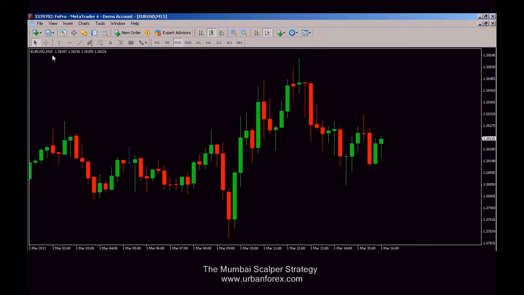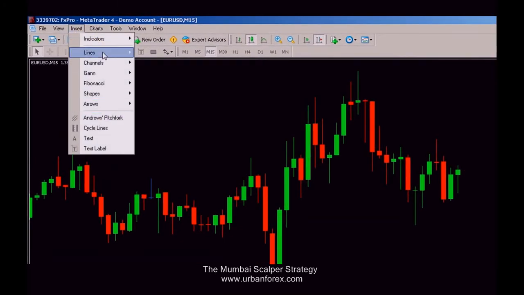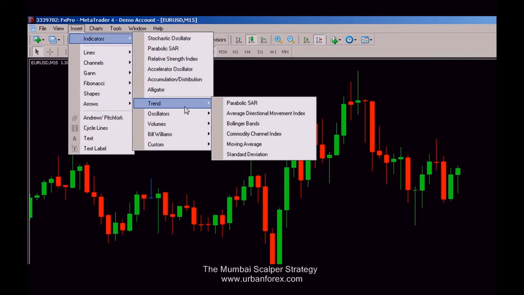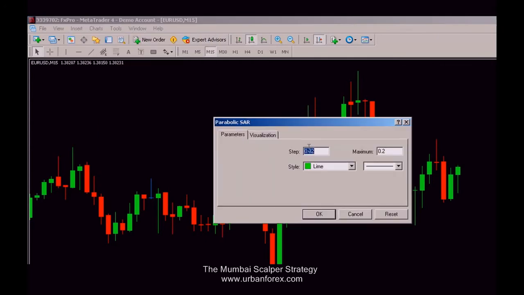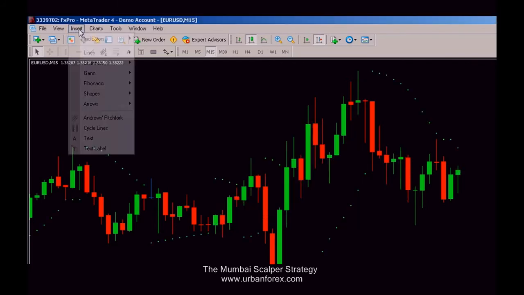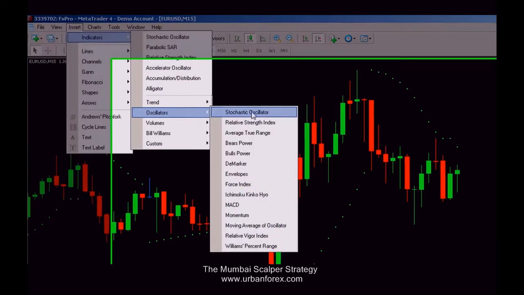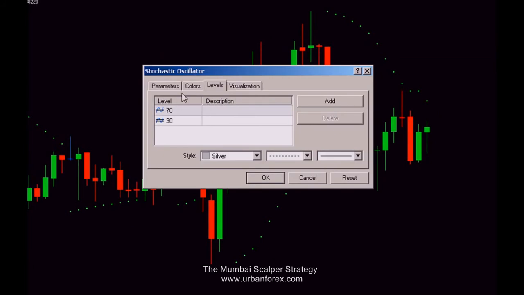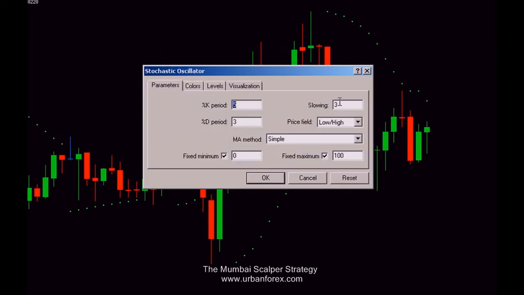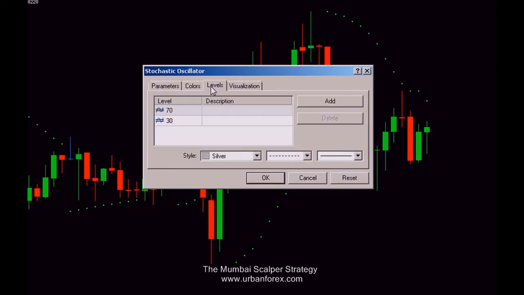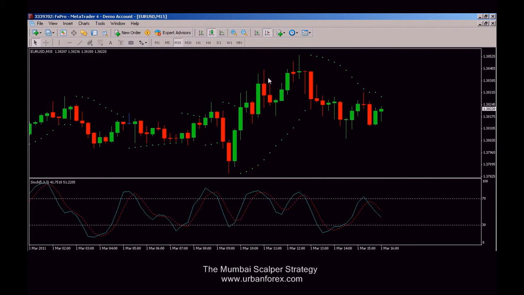We've opened up Euro USD 15-minute time frame, and we're going to insert our indicators. We're going to insert a parabolic SAR, which is under Indicators, Trend, Parabolic SAR. We're going to keep the step at 0.02 and the maximum at 0.2. Okay, let's click OK. We're going to insert one more indicator. Click Insert, Indicators, go down to Trend, Oscillators and Stochastic. Let's keep our parameters at 5, 3, and 3, and let's keep our levels at 70 and 30. Let's click OK.